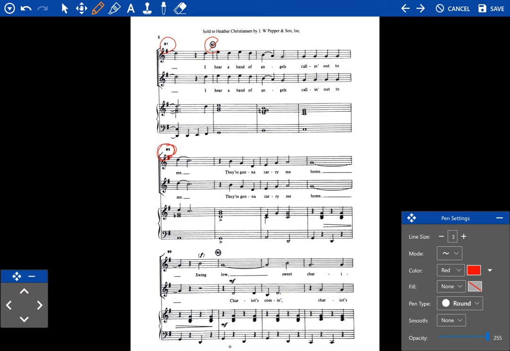So since I know this is measure 85, I count until I get to 86, which in this case is the very next measure, 86. That's where we're starting. That is how you navigate a choral score.